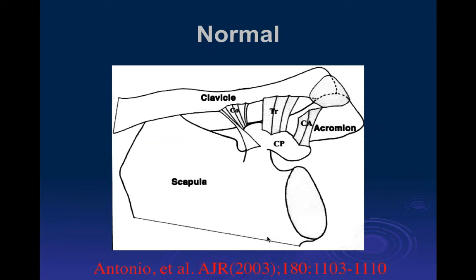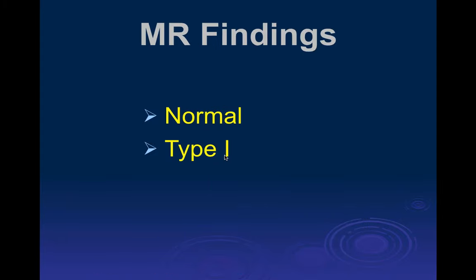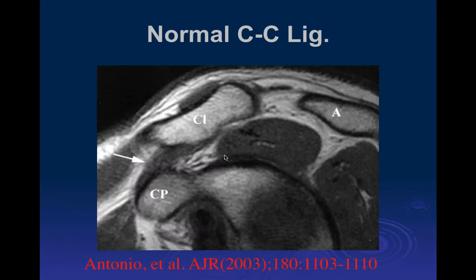So here's just a schematic diagram showing the acromioclavicular, the AC joint is up here, and the acromioclavicular ligaments are up in this area. Then we have the coracoacromial ligaments here, the trapezoid and the conoid components. So what are we looking at now?